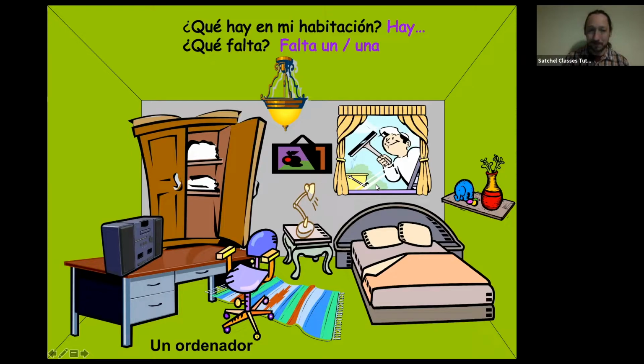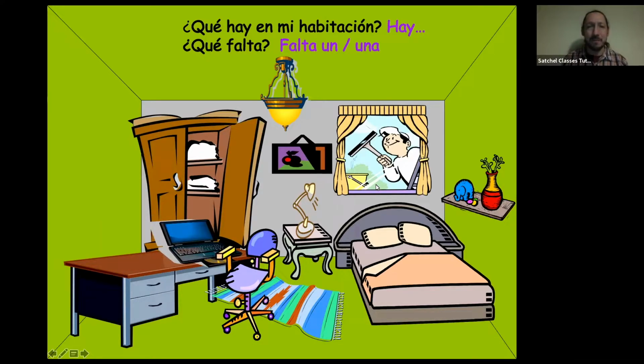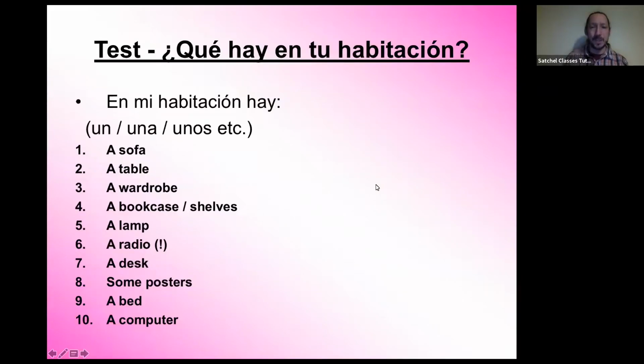Here we go. ¿Qué falta en mi habitación? Feel free to think in English because I'm giving you the words in Spanish. Una radio. Falta una radio. Perfect. So let's see what you can remember. I'm going to give you 2 minutes to write down the words in Spanish for those items or objects that usually are found in a room. 2 minutes for that. In the meantime, I'm just going to disappear, not to distract you.